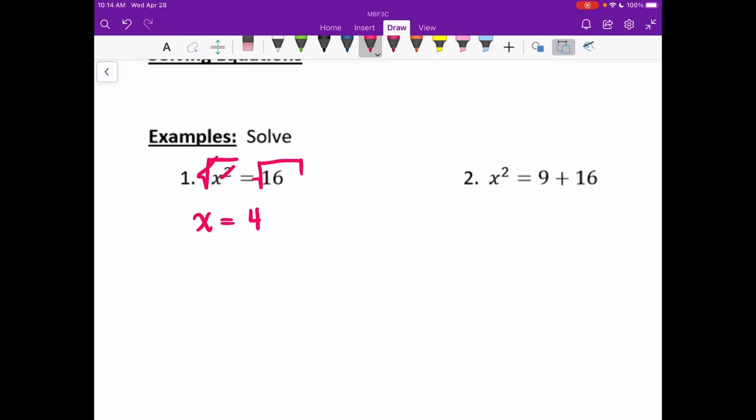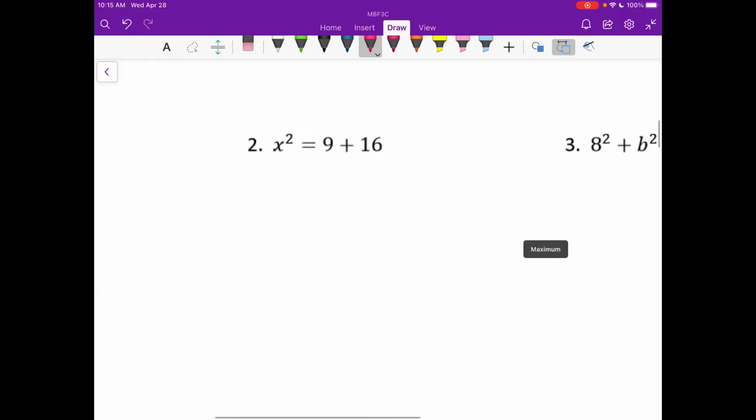So you can pause the video here and try to do the other two by yourself. That's probably the best way to go about this. But if you would like, you can just continue to watch and maybe try number 3 on your own as well. So here we have x squared is equal to 9 plus 16.